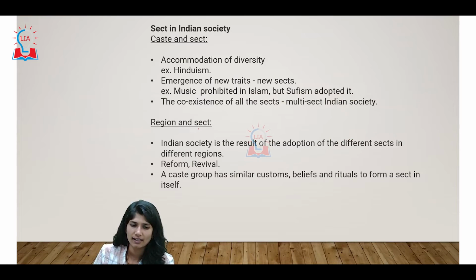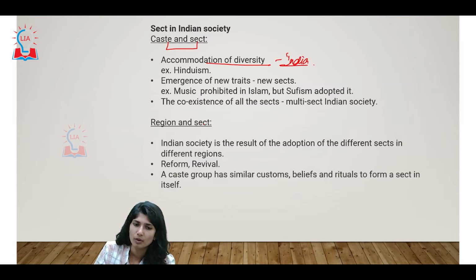respect to caste and sect. We are seeing the sect, basically differences with respect to caste. We are seeing the differences with respect to region, and then with religion. Accommodation of diversity: if any place is more diverse than anyone else, that is India. We have multiple gods, multiple languages, multiple literatures, multiple belief systems, but still all of them exist, to a large extent peacefully coexist, thus creating India to be the most diverse country.